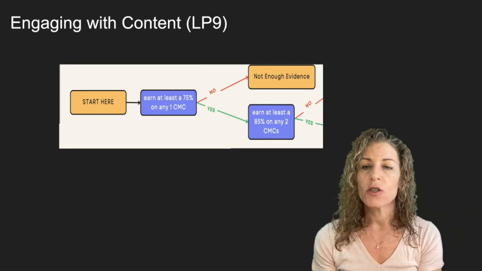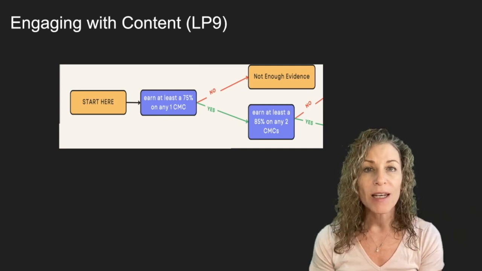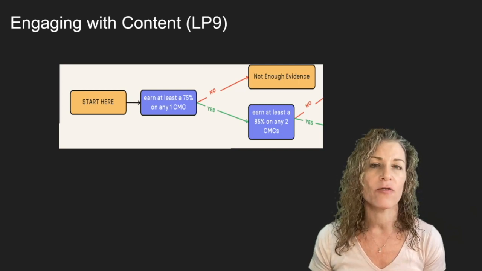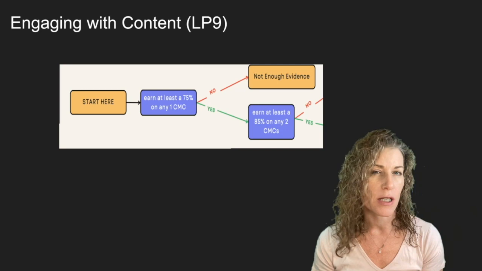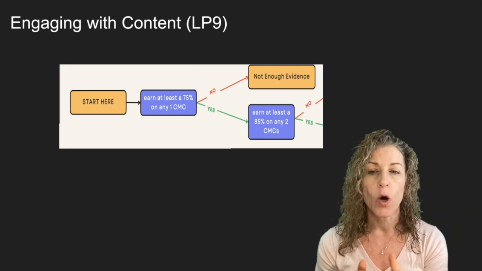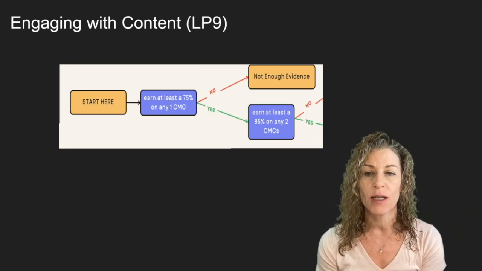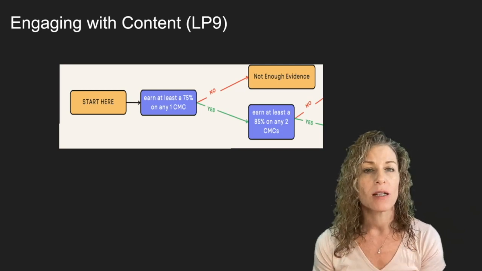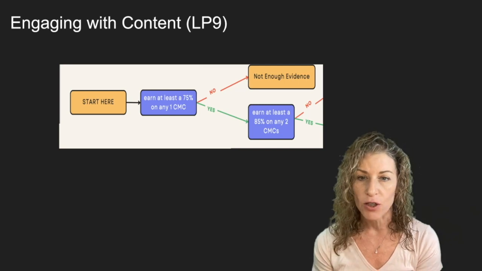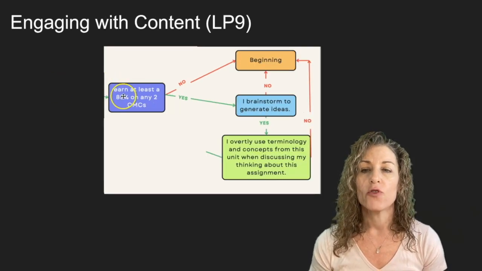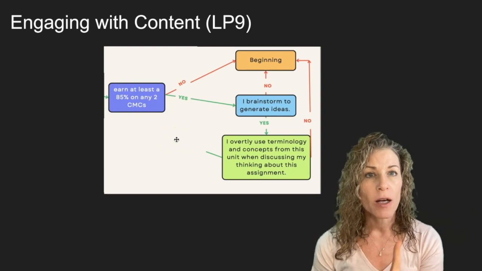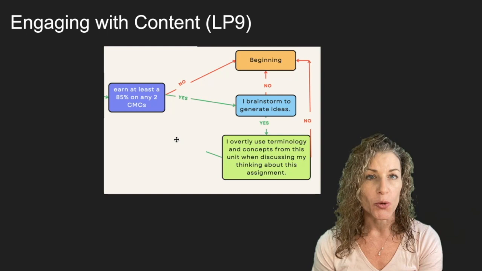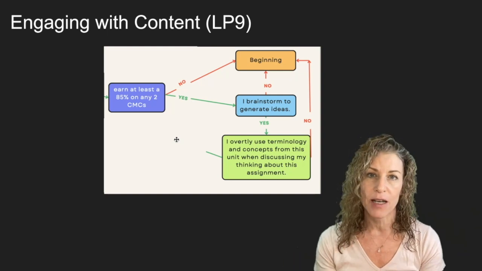So we start just by earning 75% on one content mastery checkpoint, just one, and we take about 5 of them every single unit, with a few exceptions. So you earn 75% on any one. If you do not earn 75% on any one content mastery checkpoint, that will give you not enough evidence on this learning progression. If you do earn at least 75% on one, then we look for you to earn 85% on two, any two within the 5 attempts.